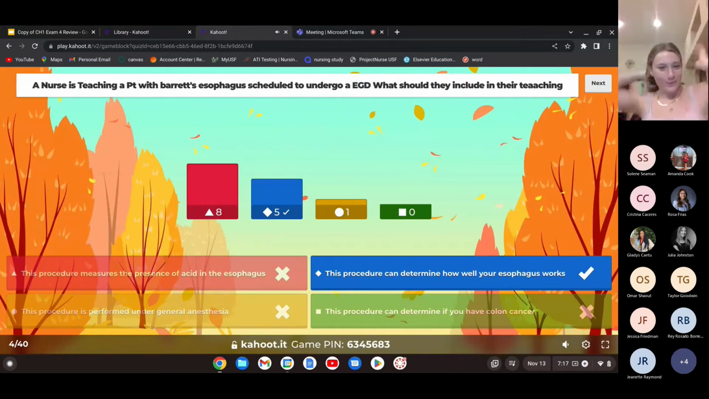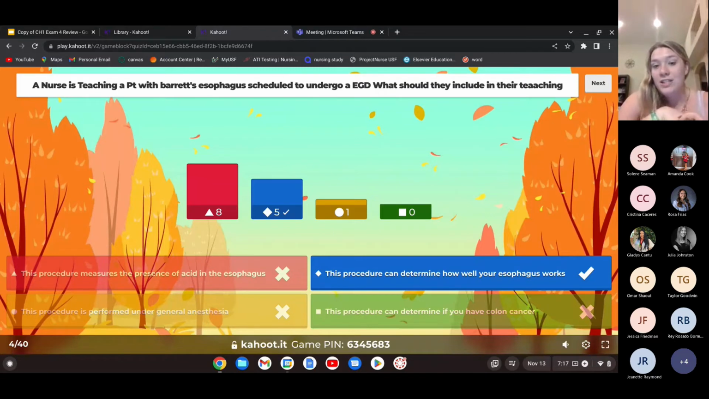Okay, so we'll go through it. If a patient has Barrett's esophagus, we know that that's linked to GERD. What is the issue with GERD? There's an issue of the lower esophageal sphincter with GERD. So if I do an EGD, that's just taking a nice little camera scope down my throat, and it's just seeing what's going on.